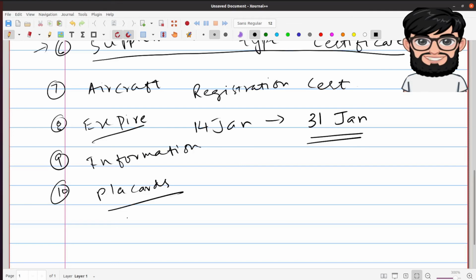And the other one is the markings. Inside the markings, you can have the airspeed indicator markings, cockpit control markings, and fuel, oil, and coolant filler openings. These are the kinds of markings you can find in an airplane.